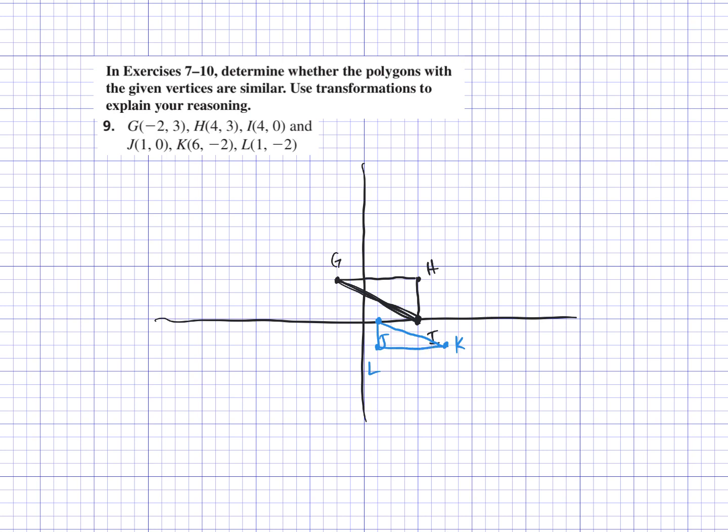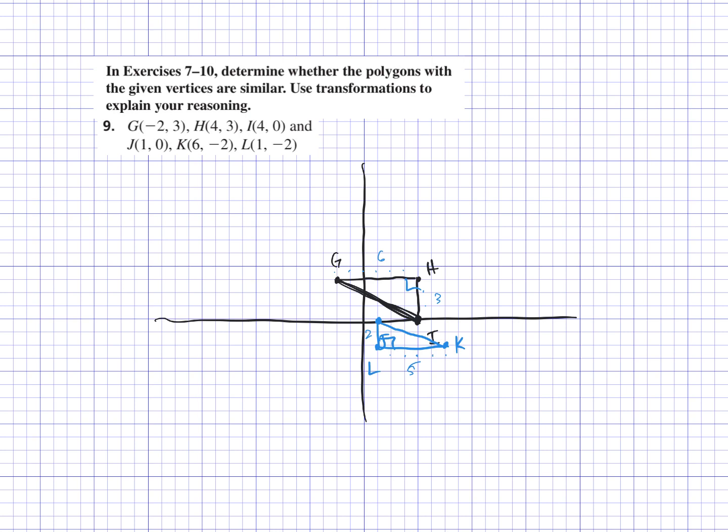So it looks like that's a right angle, that's a right angle. But what is L to K? 1, 2, 3, 4, 5. H to G is 1, 2, 3, 4, 5, 6. So that's 5 units, that's 6 units. Okay, H to I is 1, 2, 3. L to J is 2.